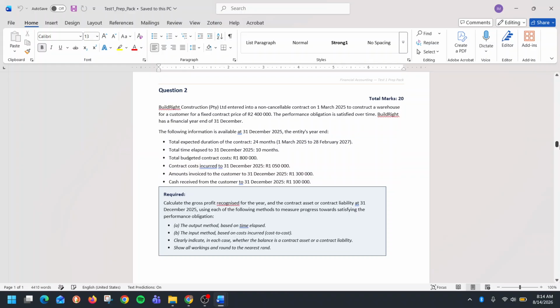Okay, the second one says we need to calculate the gross profit recognized for the year and the contract asset or contract liability at the 31st of December 2025, using each of the following methods to measure progress towards satisfying the performance obligation. The output method based on time elapsed, the input method based on the cost to cost, and clearly indicate in each case whether the balance is a contract asset or a contract liability, and show all workings and round to the nearest. So that is what we are going to look at: the output method based on time elapsed, as well as the input method based on the cost incurred.